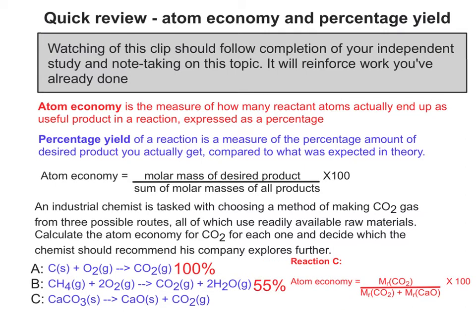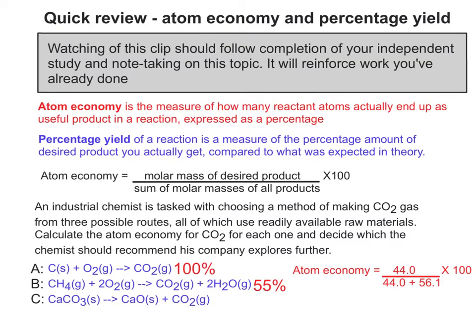So for reaction C, the atom economy is again the MR of CO2, divided by the sum of the MR of CO2 and the MR of CaO, 1 mole each, and then times that by 100. So that gives us 44.0 over 44.0 plus 56.1. So that gives us 43.96% atom economy, which we can now place next to reaction C.